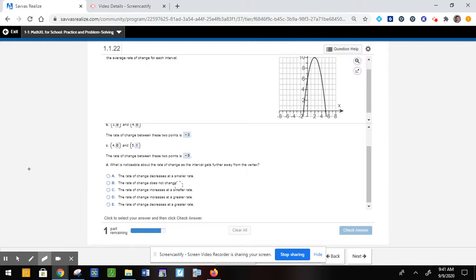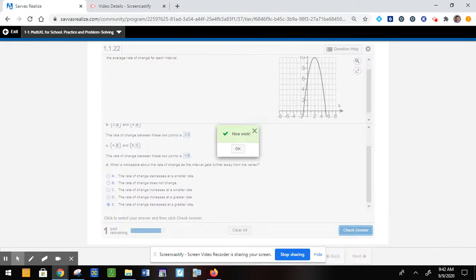The rate of change does not change. Well, they're all different, so that's not true. The rate of change increases at a smaller rate. It doesn't increase. The rate of change increases at a greater rate. It does not increase, they're decreasing. And the rate of change decreases at a greater rate. That's going to be our answer because it gets more and more negative as you move further away from the vertex. So E is our answer there.